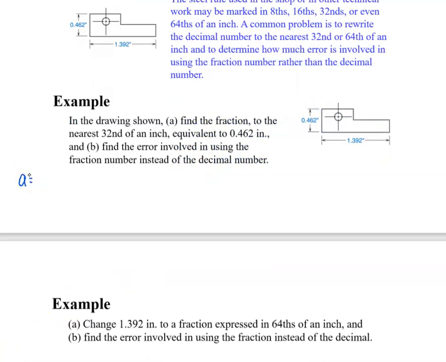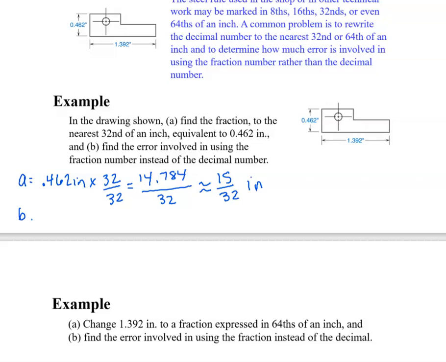So, to find the fraction to the nearest 32nd of an inch, you would want to take your 0.462 inches times 32 over 32, which is going to give us 14.784 over 32, and this 14.784 is closest to, so approximately, we would round up to 15 over 32 of an inch.